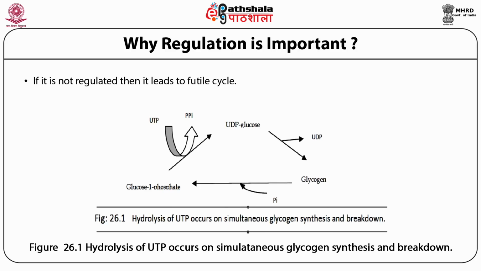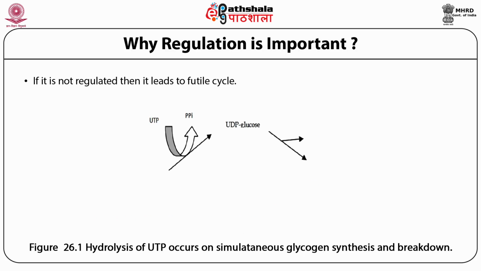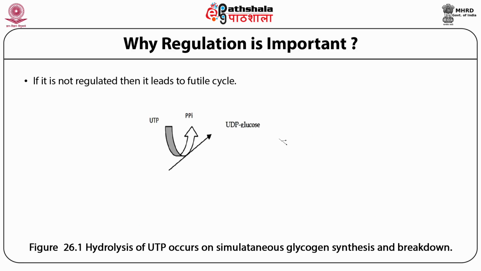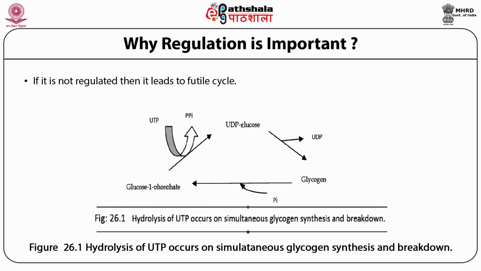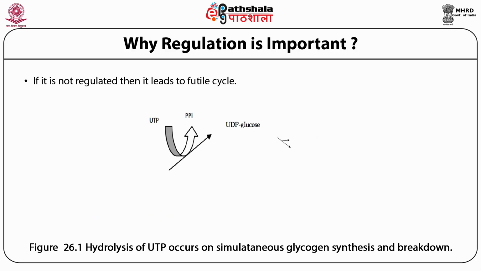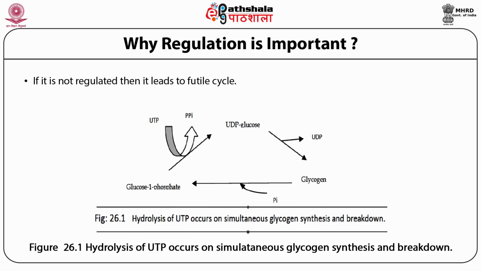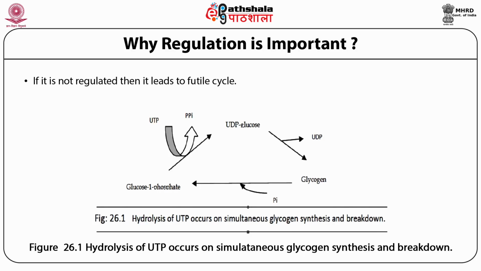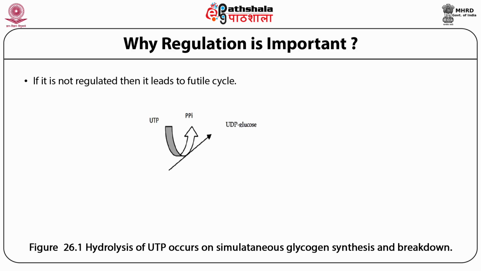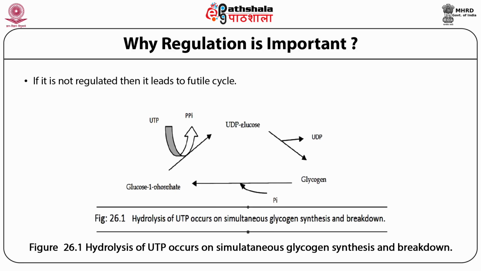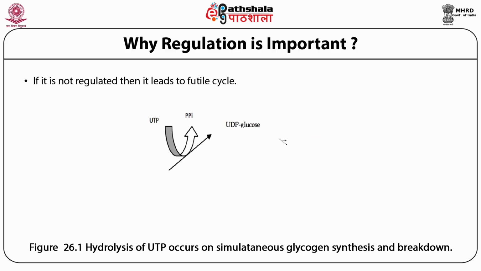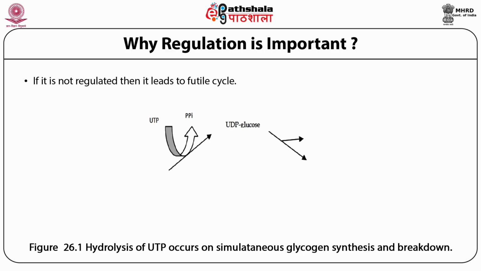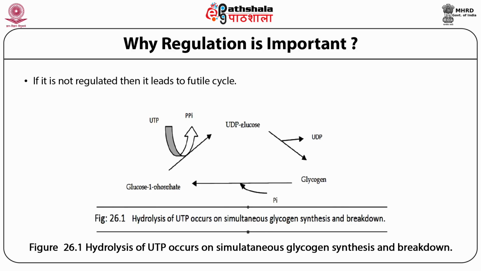The question must arise in your mind: what is a futile cycle? A futile cycle, which is also known as a substrate cycle, occurs when two metabolic pathways run simultaneously in opposite directions and have no overall effect other than to dissipate energy in the form of heat. So, if we do not regulate this cycle, we will lose energy in the form of heat. The cell will not get anything, but the loss of heat will occur.